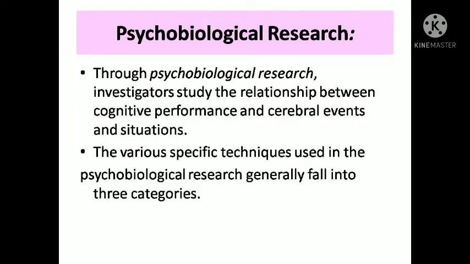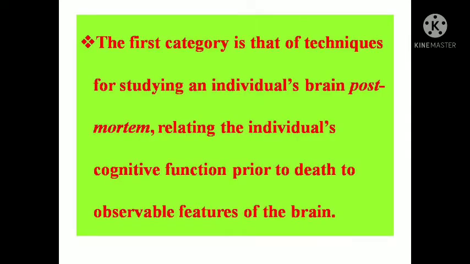Next method, psychobiological research. Through psychobiological research, investigators study the relationship between cognitive performance and cerebral events and situations. The various specific techniques used in psychobiological research generally fall into three categories. The first category is techniques for studying an individual's brain post-mortem, relating the individual's cognitive function prior to death to observable features of the brain.